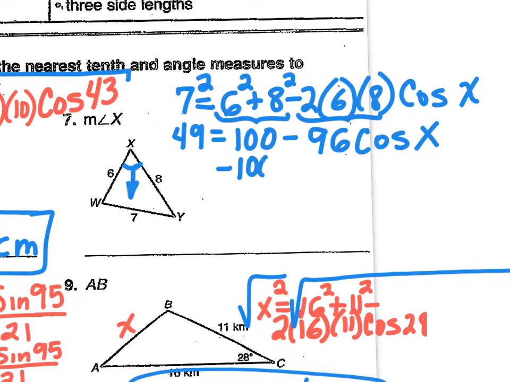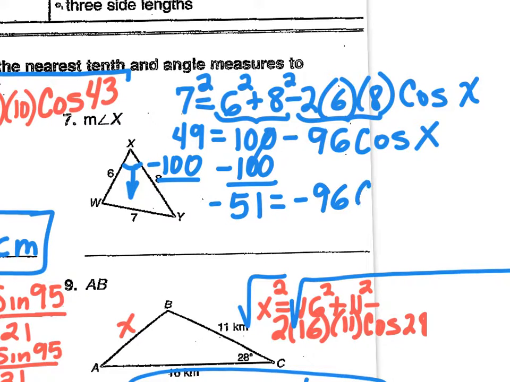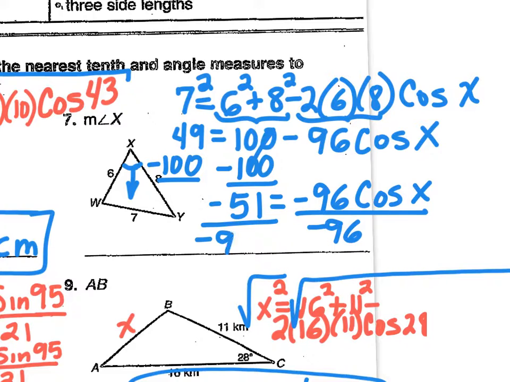So let's subtract 100 to both sides of the equation, negative 100, and that's negative what? 51. Negative 51 equals negative 96 cosine of X. Now we need to get rid of the negative 96. Now we have to divide because it's multiplying cosine. So divide by negative 96. And I recommend that you don't change that into a decimal, not yet, okay?